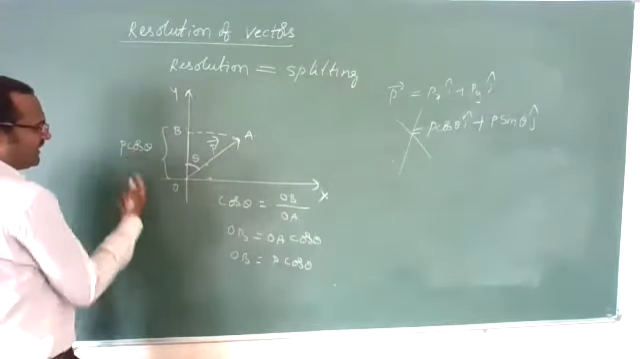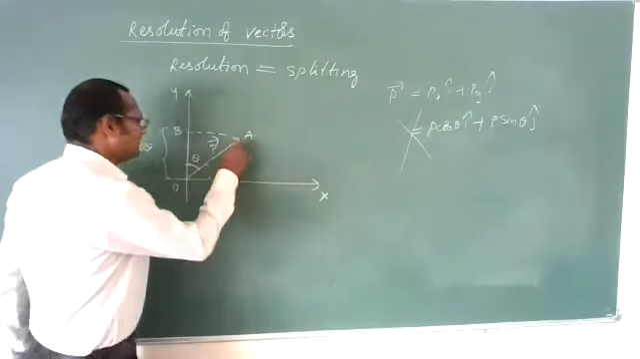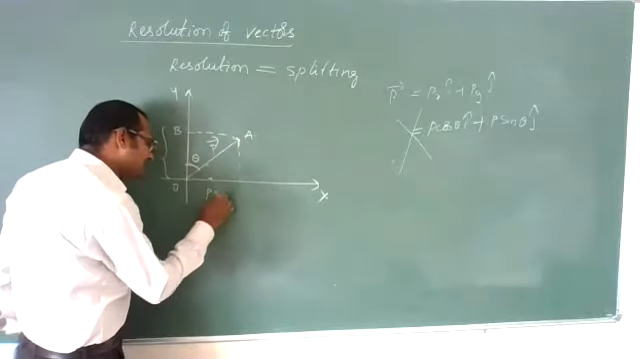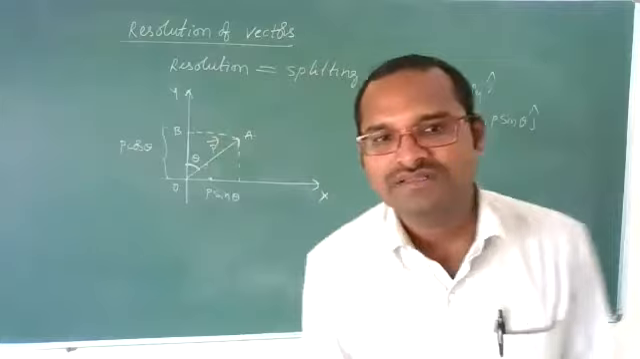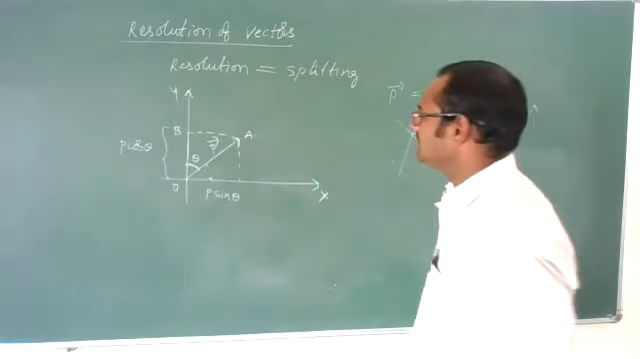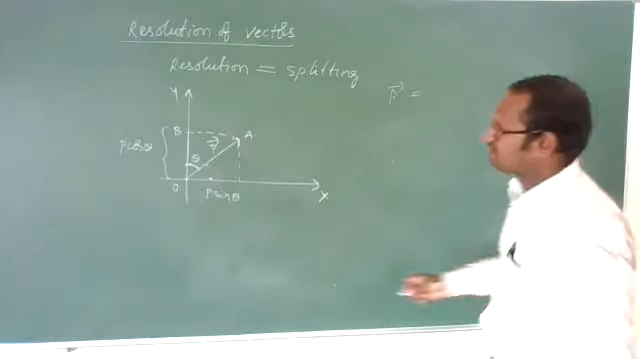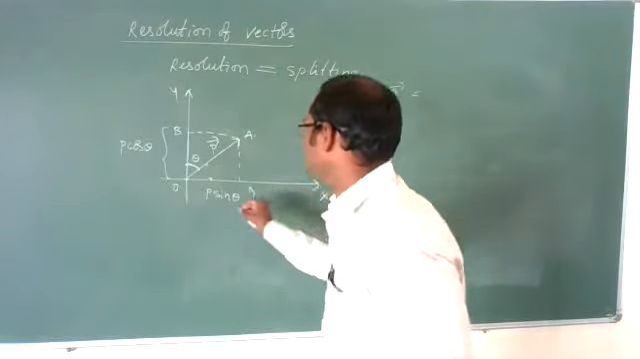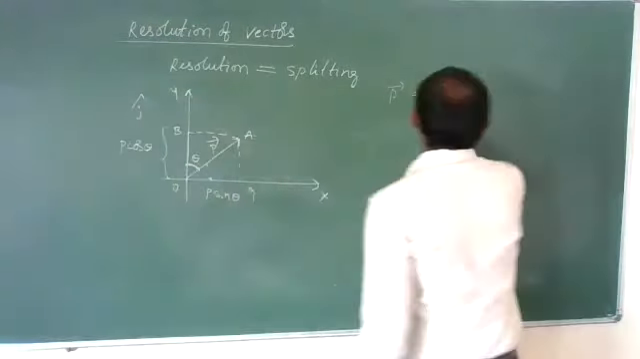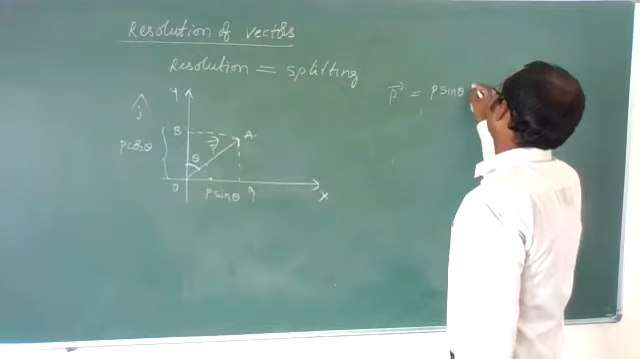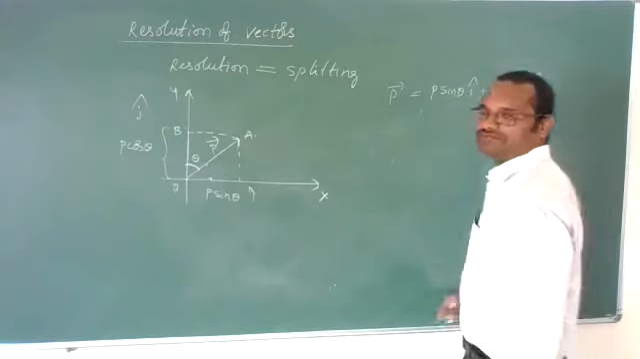If this is P cos theta, then definitely this will be P sin theta. Yes or no? Yes, definitely. Clear? Now, how to write this? This is I cap, this is j cap. This is the y axis, this is the x axis. It can be written as P sin theta I cap plus P cos theta j cap.